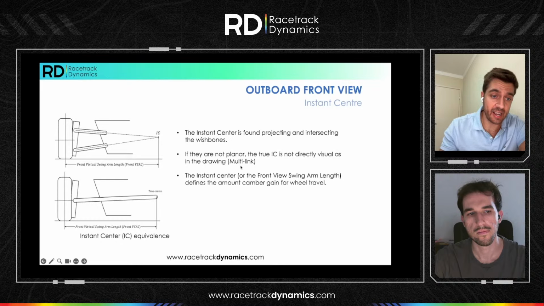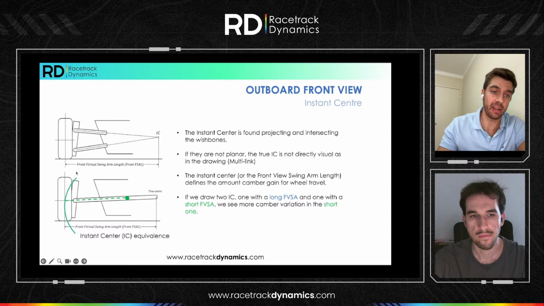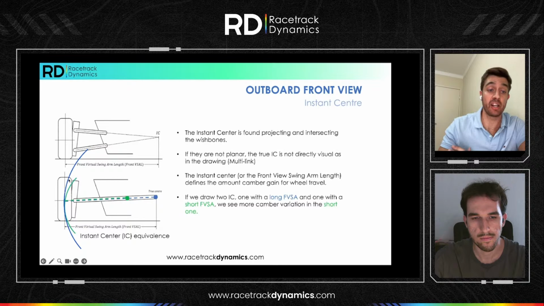So this length is going to define the amount of camber gain that we get with wheel travel. If we get one short FBCA, we will have a lot of camber gain. So my wheel is going to lose or gain inclination a lot as there is vertical movement between the chassis and the wheels. We can see the arc. But if we move to a longer FBCA, the arc is going to be reduced, and the rate of inclination or camber that we lose or gain is going to be much smaller.